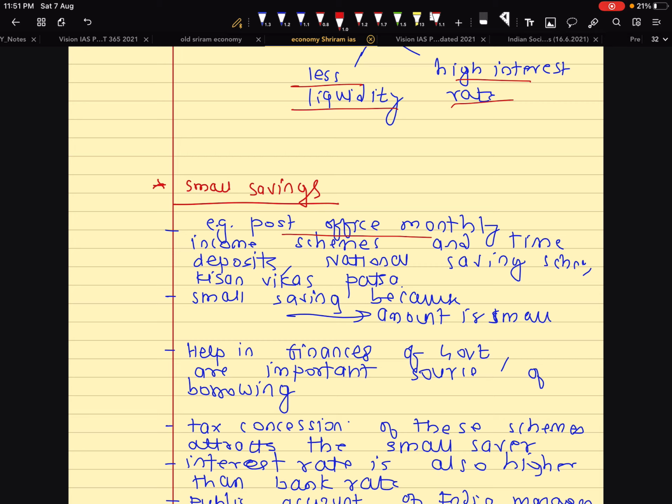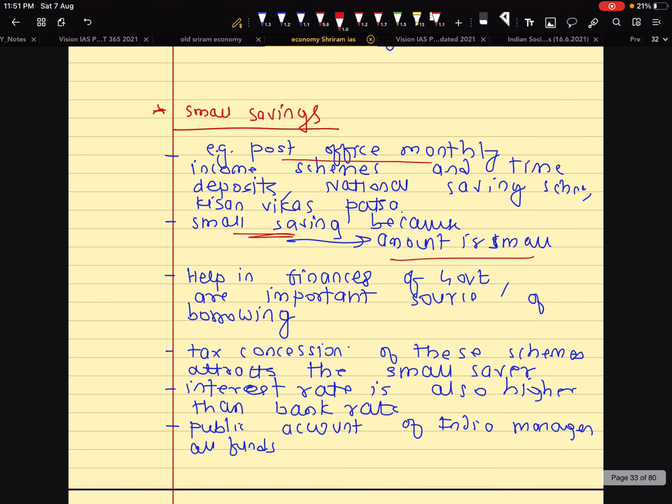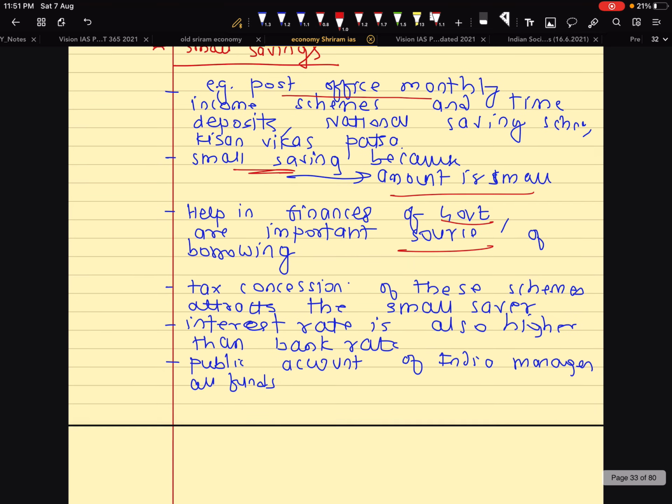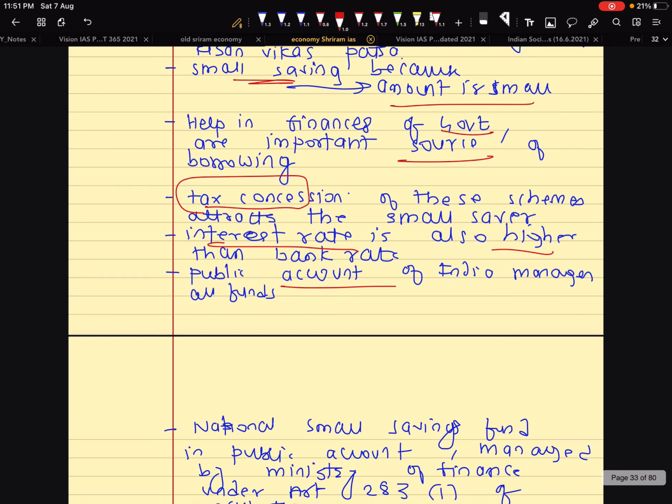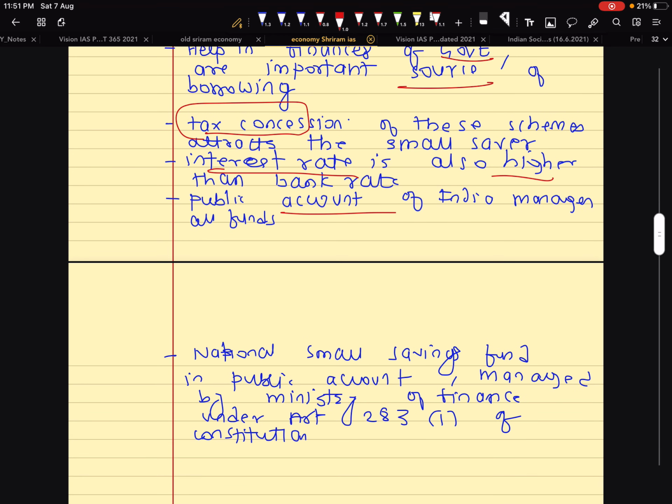First, understand that because the savings are in very small amounts, they are called small savings, and they help in government financing as the government uses them as a source of borrowing. They have been given so many concessions, tax concessions, to attract small investors, and the interest rate is also high, which is why they are very popular among the public. And they are deposited into the public account, which is managed by funds.